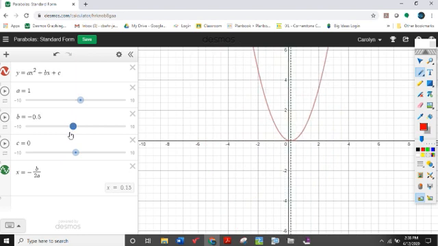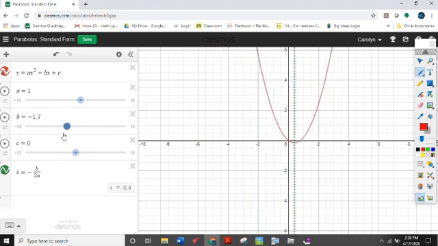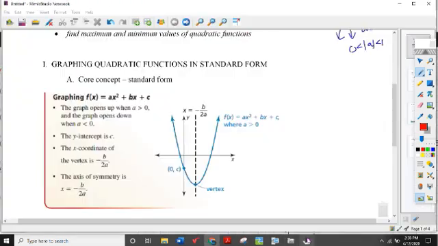So what does b do? Notice I have that green dashed line in the middle. That's really important. You can see how the graph is exactly the same on either side. Remember, that's our axis of symmetry. So going back to the notes, in standard form, remember the graph opens up when a is greater than 0. It opens down when a is less than 0.